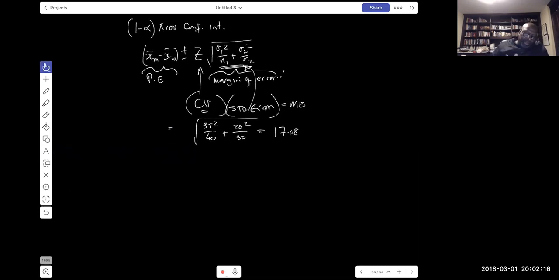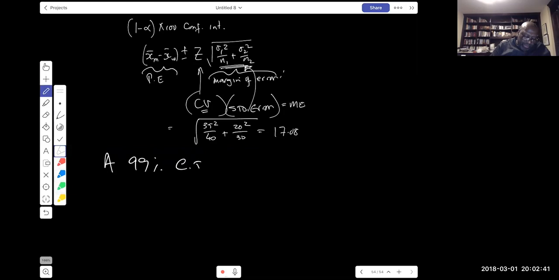The last thing we want is the confidence interval. Well, remember, the confidence interval is the point estimate plus or minus z times the standard error. In this case, we already know that our point estimate was $67.03. So a 99% confidence interval. What is the Z value for a 99% confidence interval? It turns out that that would be 2.58 if you want to round it off to 2 decimal places, or 2.576 or something like that.